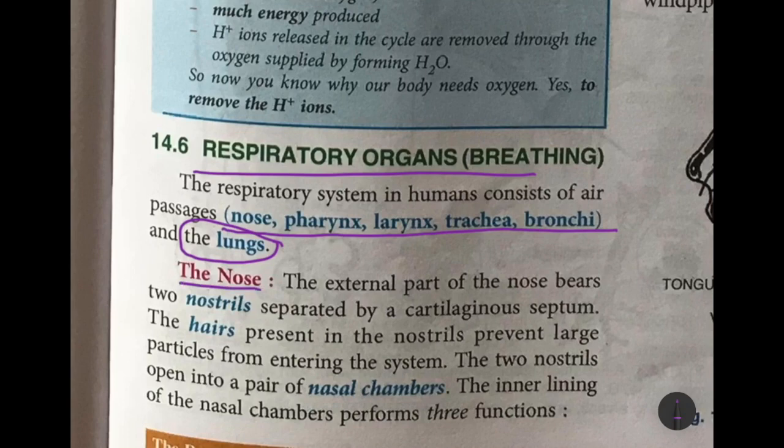The nose is the external part, and it is made up of two nostrils. The two nostrils are separated in the middle by a cartilaginous septum, and inside the nostrils you have hair present. What is the function of the hair? It does not allow large particles, dust particles, from entering the respiratory system. Now the two nostrils go right up to the forehead and open into a pair of nasal chambers. There are two nasal chambers.